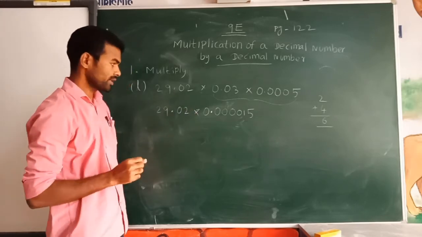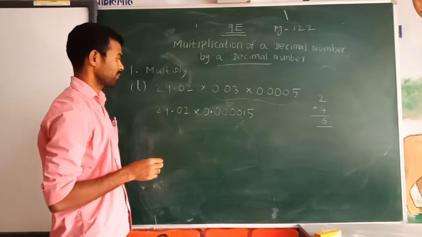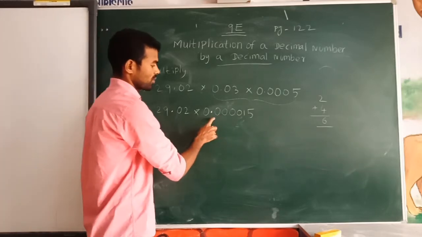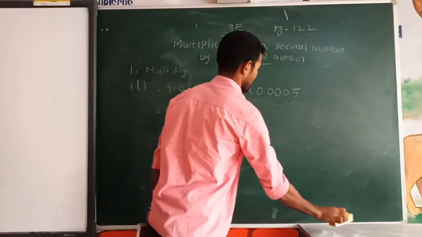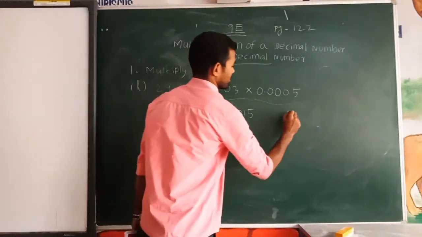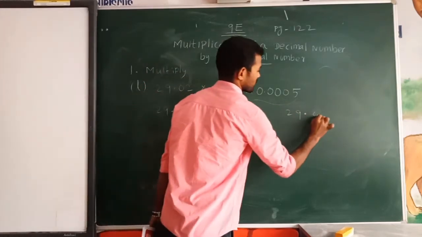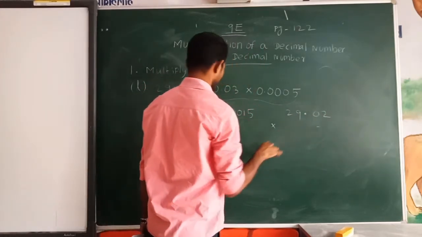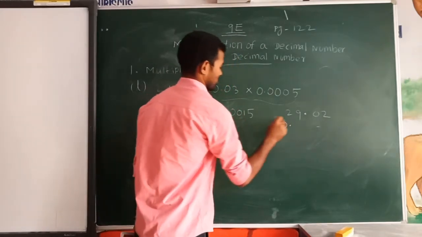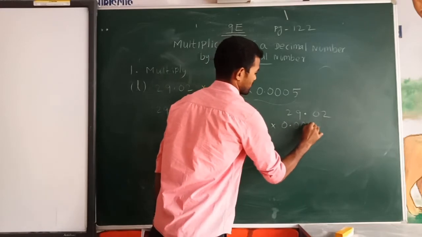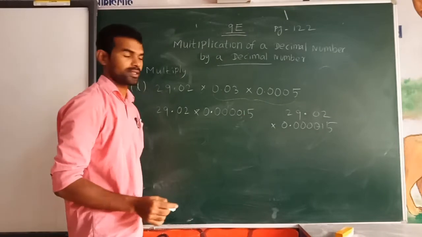29.02. Yes? So now let us multiply this number 29.02 and 0.00015. Multiply this 29.02 with 0.00015. Yes, multiply this.